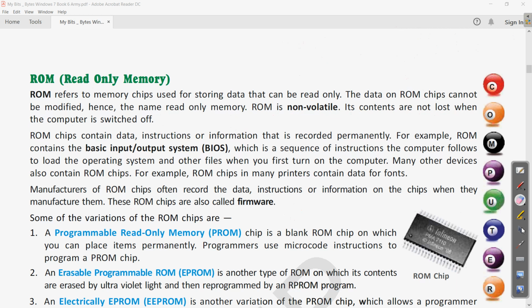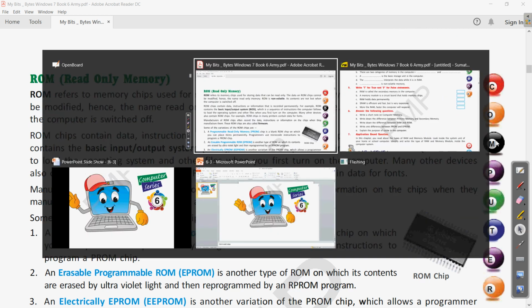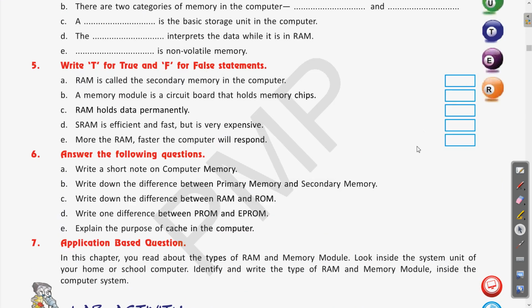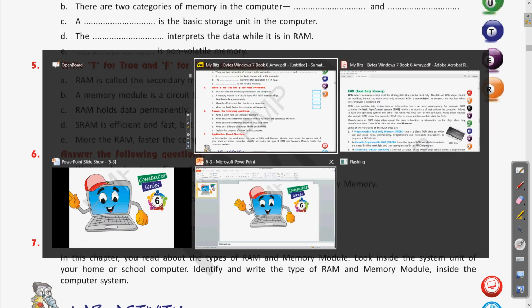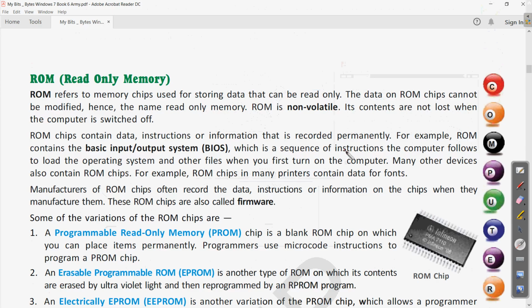Okay, let us come to the next question. After RAM and ROM, we have the next question, that is write one difference between PROM and EPROM. Question number 6D. You have to write the difference between PROM and EPROM. So the answer of this question is on, let us find out. Here it is, on page number 17 itself.